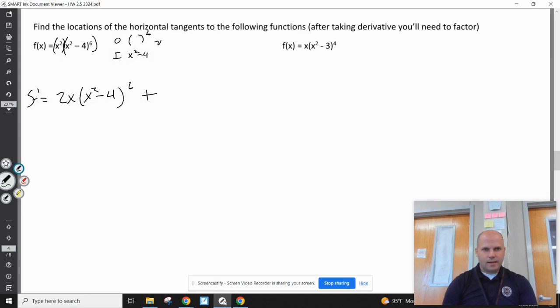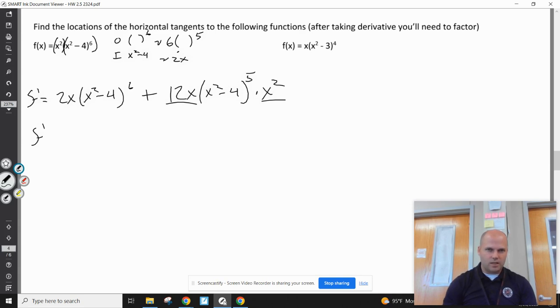I get 6 stuff to the fifth. I get 2x. Multiply those together. I'll get 12x. What starts in the parentheses stays in the parentheses to the fifth. That's the derivative of the second piece times the first. Let's go ahead and multiply the 12x's and the x squareds together. You can't multiply in the x squared minus 4, that stuff in there, because of the fifth power. So we've got to leave the 2x outside.